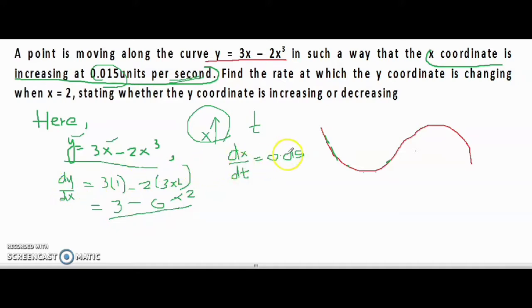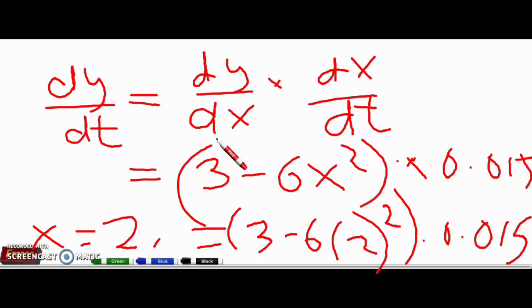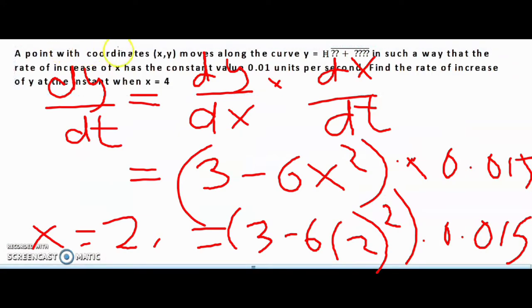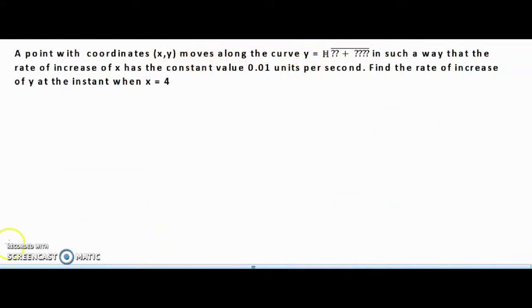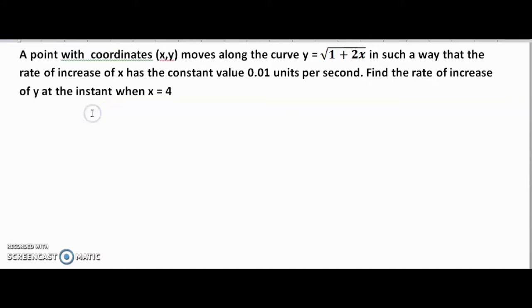Now our task is to find dy by dt. dy by dt is the final result. Rate of change of y is dy by dx multiplied by dx by dt. We get dy by dt as minus 0.315, which is negative, so decreasing.